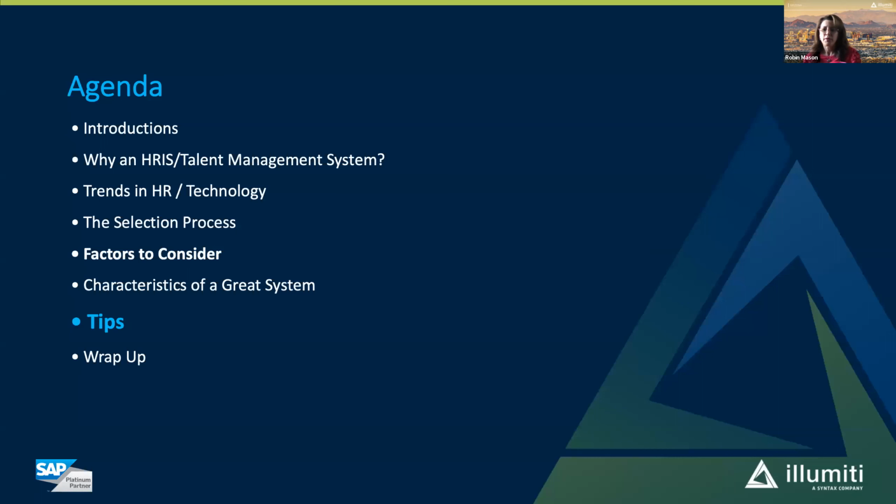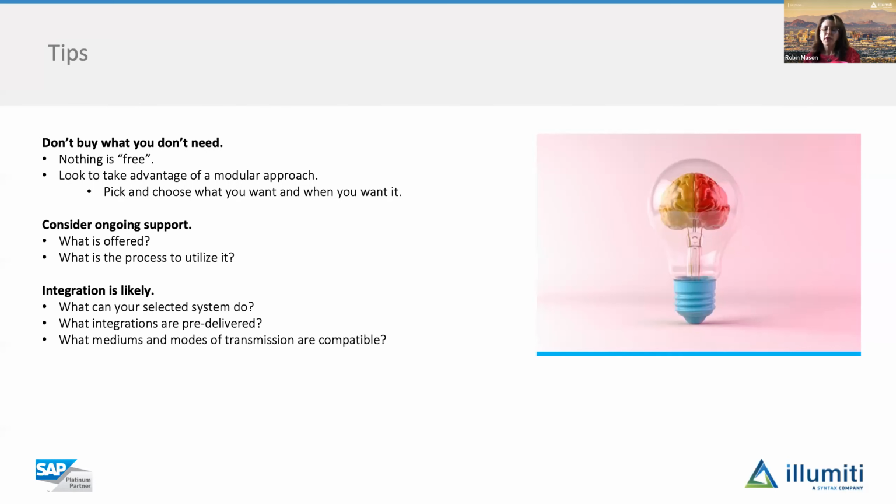So I'd like to leave you with a few final tips as you embark on this journey. First, only buy what you need. Don't fall into the freebies that the vendor is offering to throw in, because trust me, nothing is free and you're paying for it one way or another. You want to look for a modular system where you can buy only what you need right now, and which allows you to bring in additional functionality when you are ready for it.